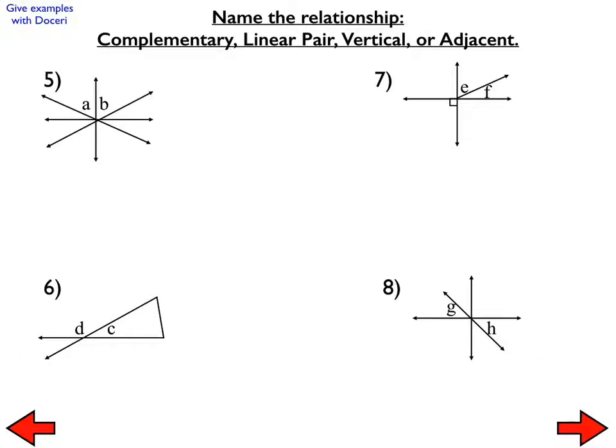Great, let's look at number 5. Even more angles going on. It's all crazy, but again, we only care about the angle A and the angle B. All of this other stuff, you can pretend it's not even there. Do they make a right angle? Do they make a straight angle? Do they share a wall? Yeah, they're next to each other. What's that called? It's adjacent.